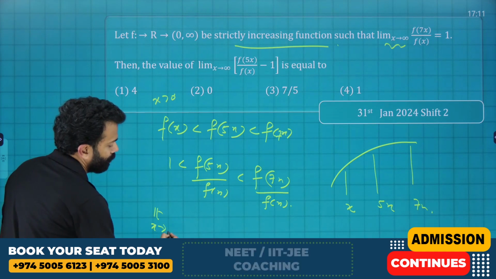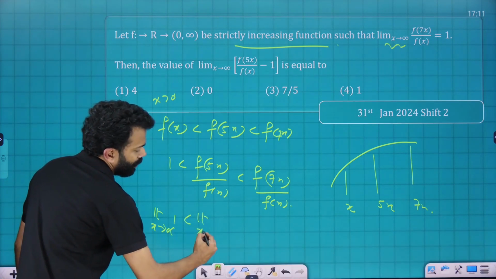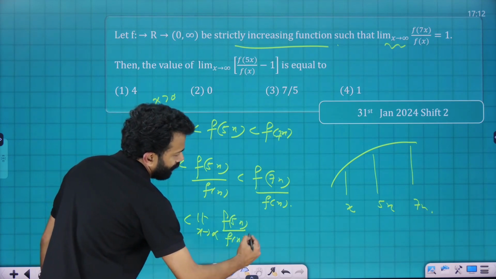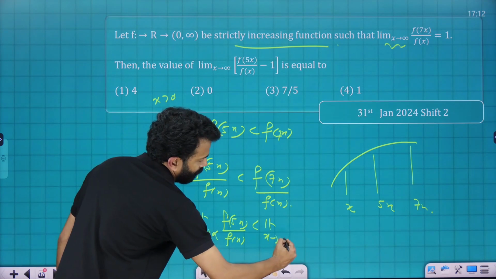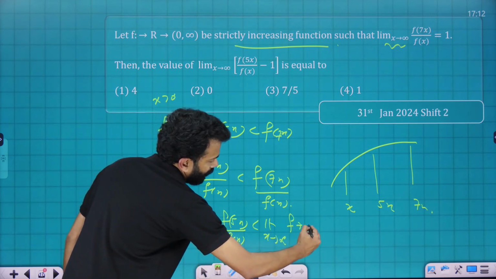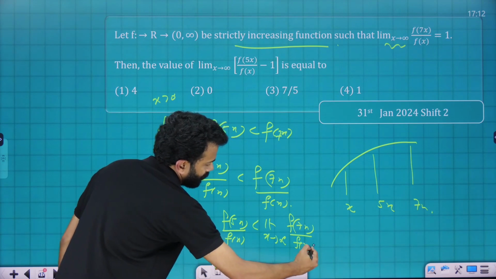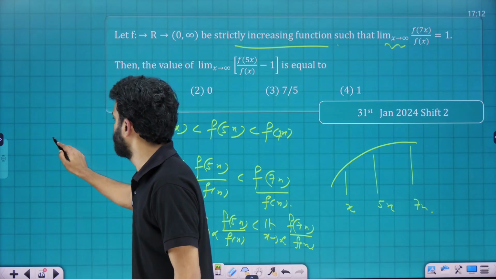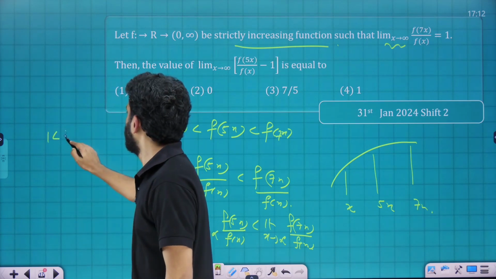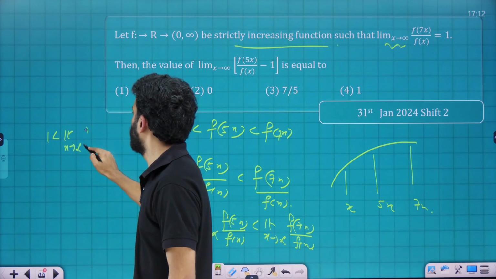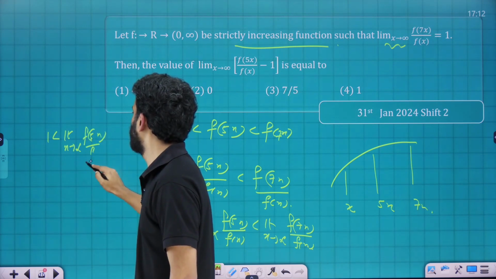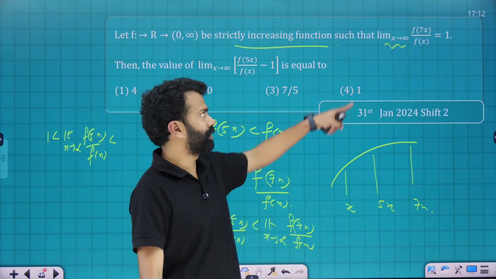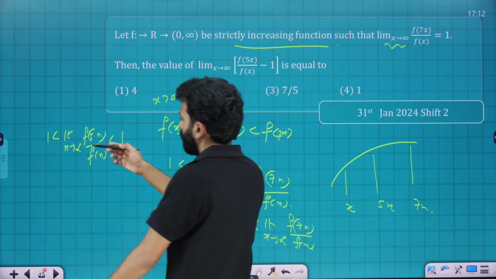limit x tends to infinity 1 less than limit x tends to infinity f of 5x divided by f of x less than limit x tends to infinity f of 7x divided by what? F of x. So this is a constant value, therefore the final result won't change, it will be 1. That is, I'm going to write it here, 1 less than limit x tends to infinity f of 5x divided by f of x less than, what is the value of limit x tends to infinity f of 7x by 7x? That is 1, right?